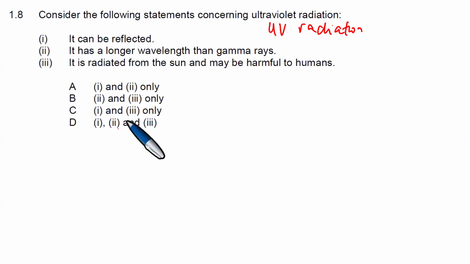So it can be reflected. Is it yes or no? So you need to choose here. A is Roman figure 1, Roman figure 2 only. B, Roman figure 2, Roman figure 3 only. C, Roman figure 1, Roman figure 3 only. D, Roman figure 1, Roman figure 2, Roman figure 3. Which one is the correct answer?